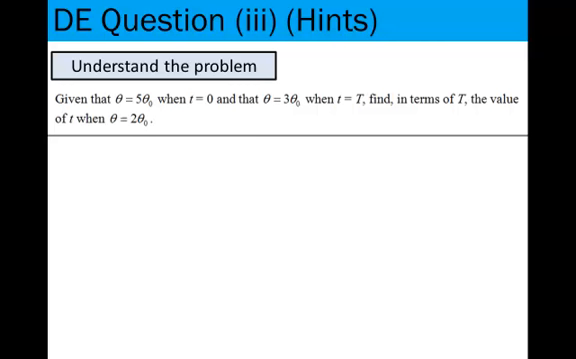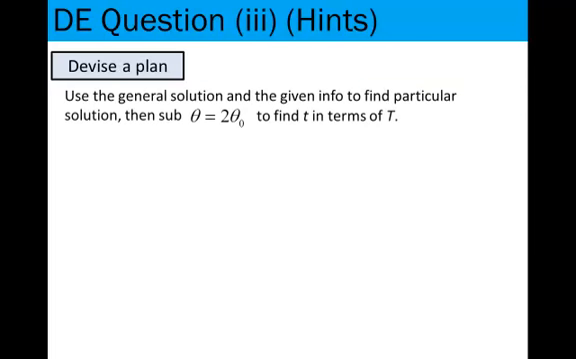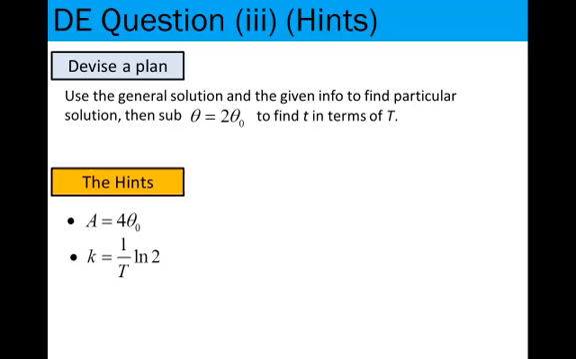The last part of this question basically gives me information on the temperature of the hot object at different times, and I'm supposed to find the time taken for the temperature of the hot object to be twice the temperature of the surroundings. So the plan was to make use of the general solution and given information to find a particular solution, or in fact to find the values of the various constants, and eventually sub in theta equals to 2 theta naught to find t in terms of T. And in the hints, we gave you the values of the various constants that I need to find.